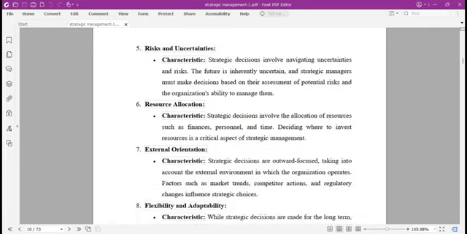External orientation. Strategic decisions are outward focused, taking into consideration the external environment in which the organization operates. Factors such as market trends, competitor actions, and regulatory changes influence strategic choices. An organization takes into cognizance its external forces, its external factors.